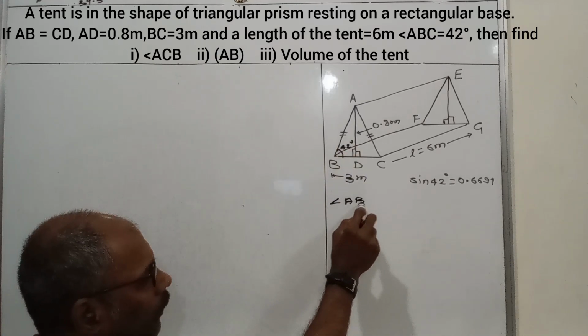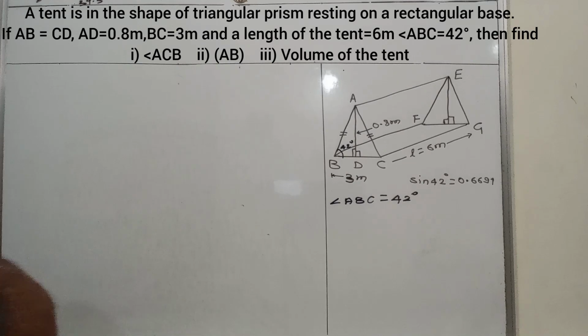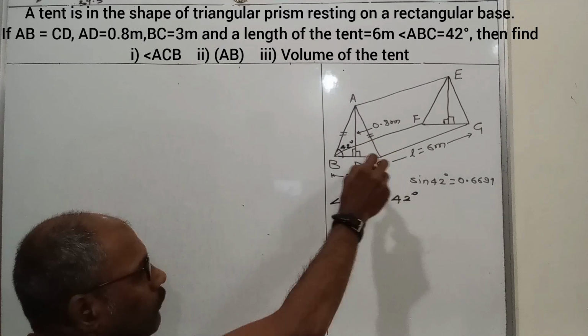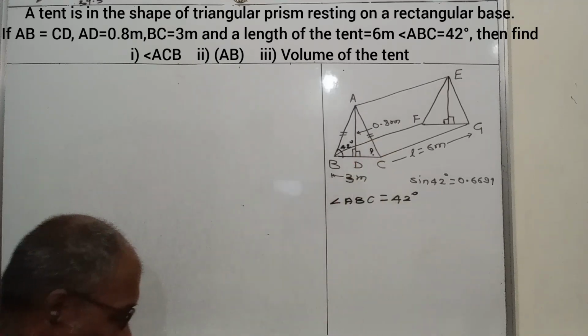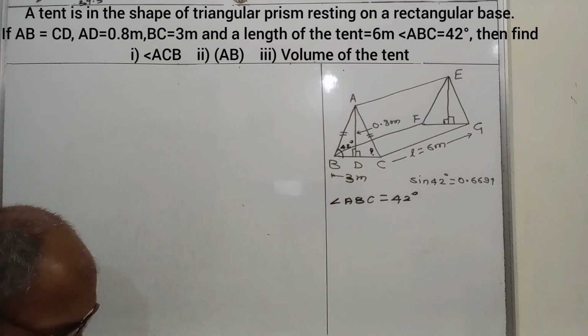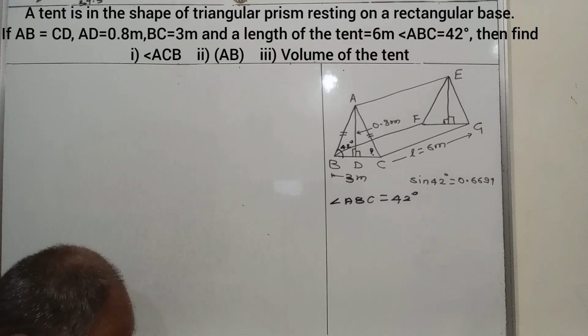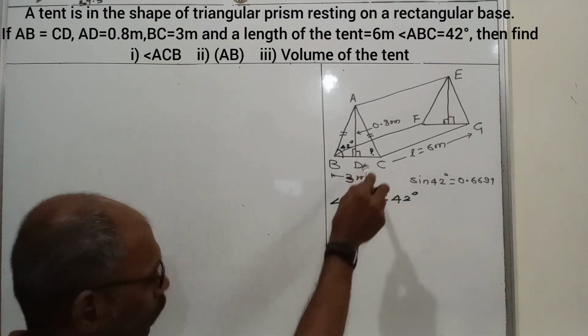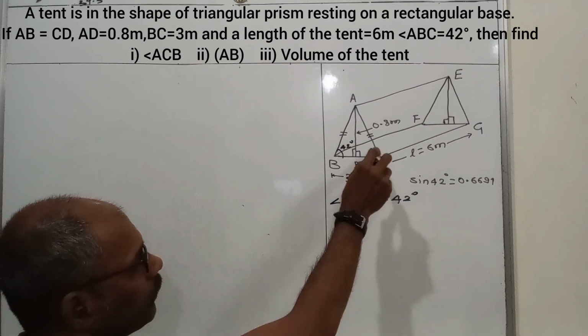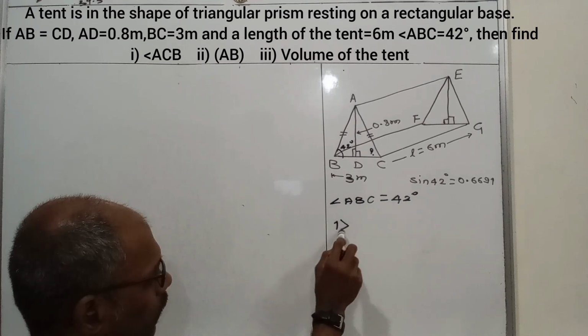Angle ABC is equal to 42 degree. This is given. Then find the measure of angle ACB, then find the length of AB, and then the volume of the tent. Now first we will find angle ACB. So that is the first answer.